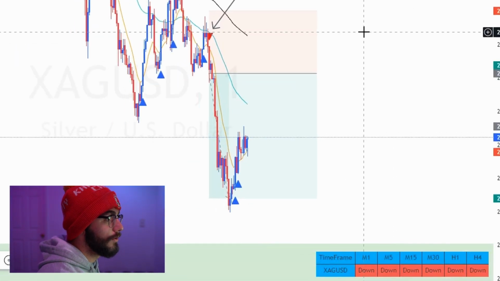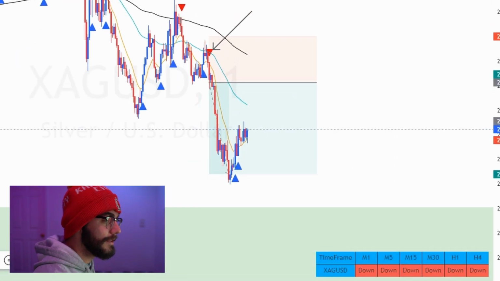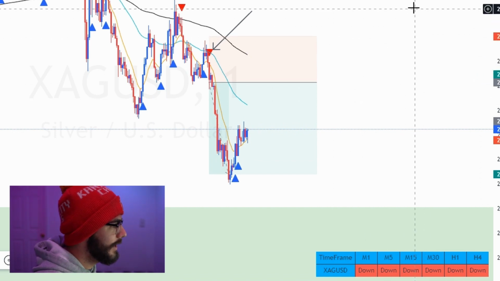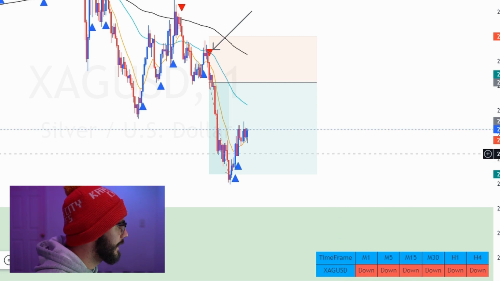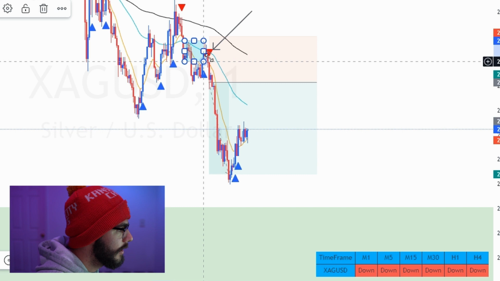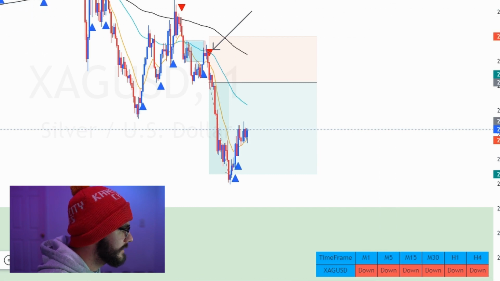Next, metals. A lot of people like to trade gold, silver, stuff like that. This is silver, XAG USD. And let me highlight the area that I saw. Again, I did not take this trade. This is just me demonstrating that the setup works in every asset class, okay?